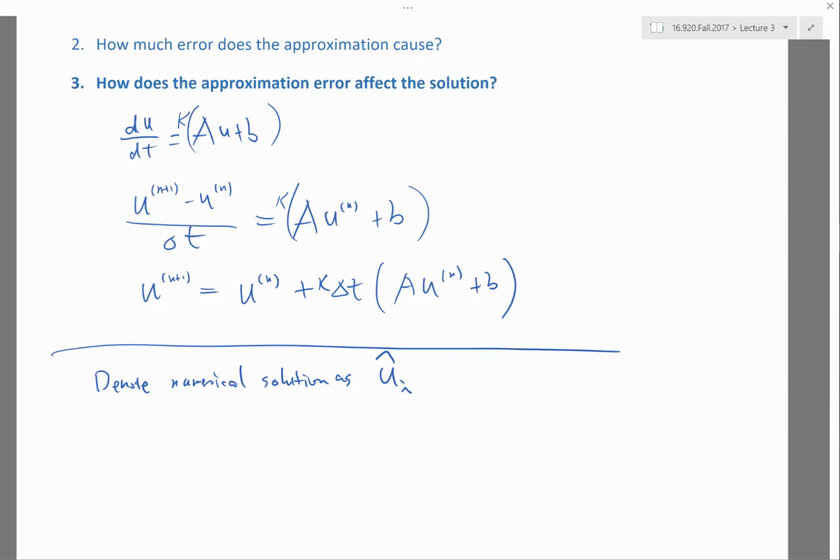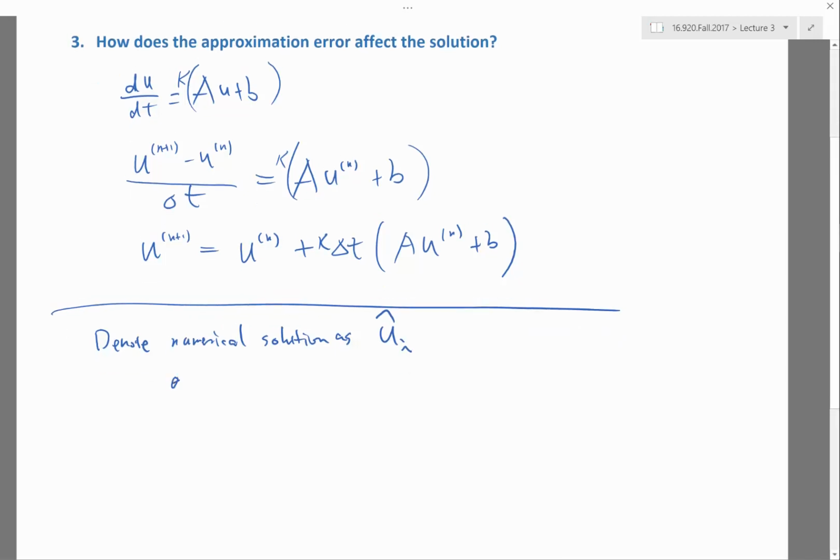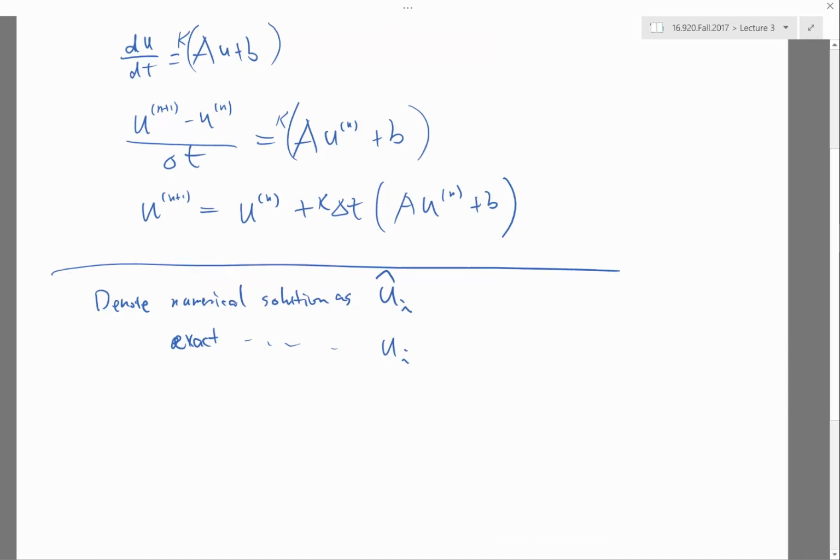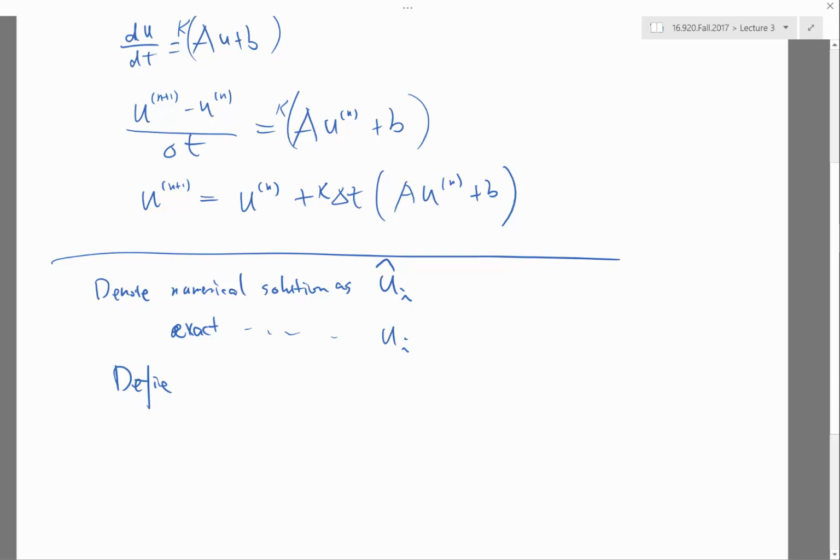And we know because we are making errors, we are not getting the exact solution, okay? Denote the exact solution as u of i. So imagine we are solving an equation with certain boundary conditions in which we can actually analytically derive the solution, and then we take the values of the analytical solution at the grid points i. So what's the difference between u i and u i hat? Define e of i being u i hat minus u i.